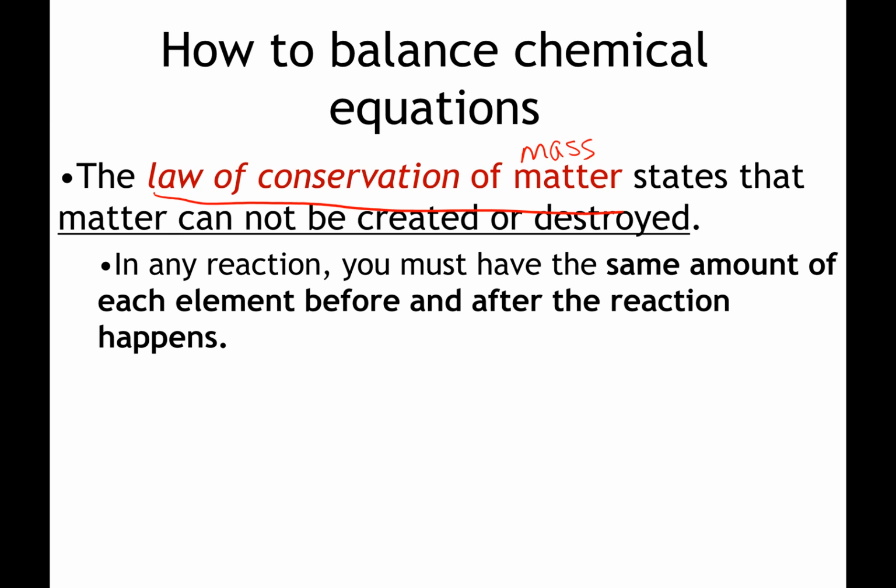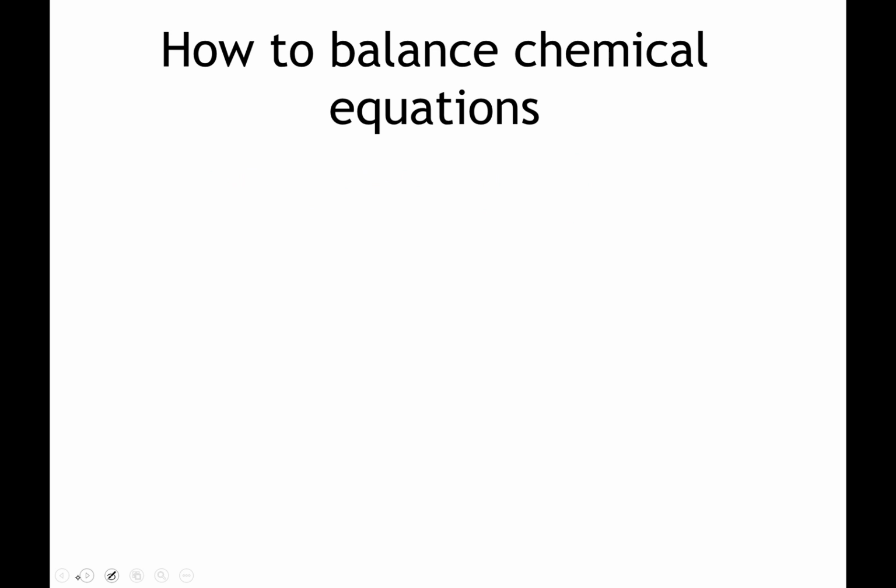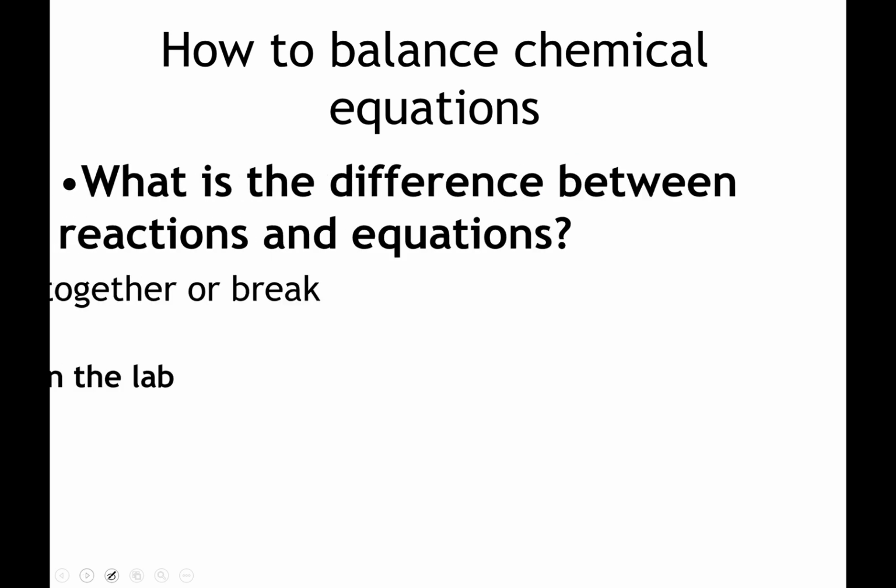But what this is basically telling us is before the reaction occurs, you have to have the same mass as you end up with at the end. Meaning, if we're writing an equation to represent our reaction, we have to have the same number of each element, both before and after that reaction actually happens.